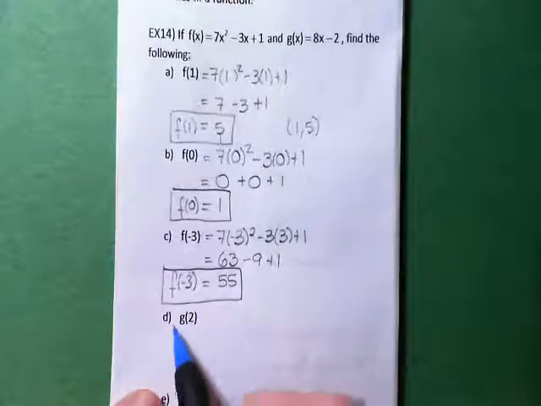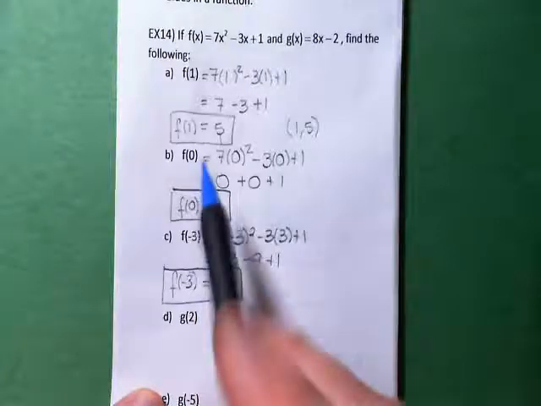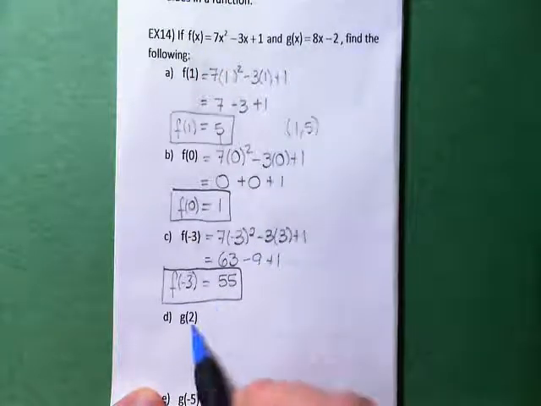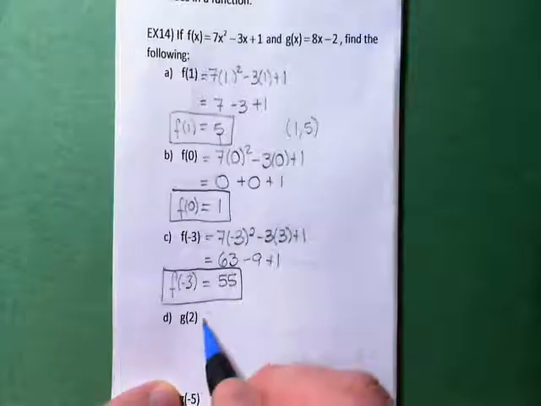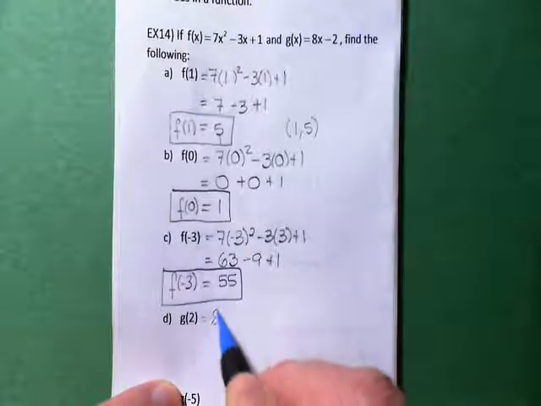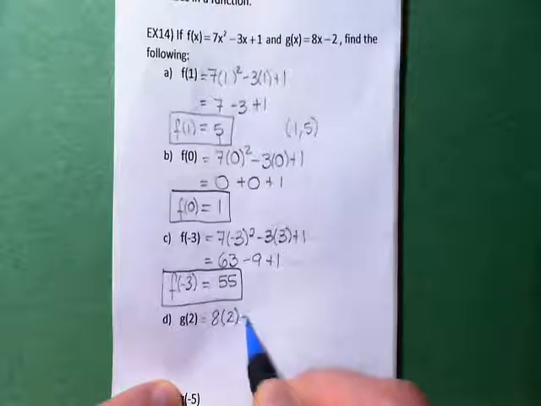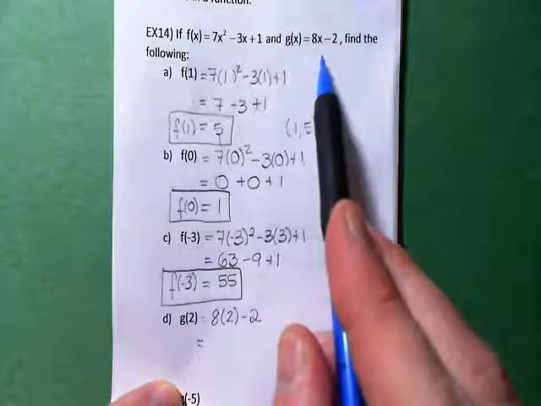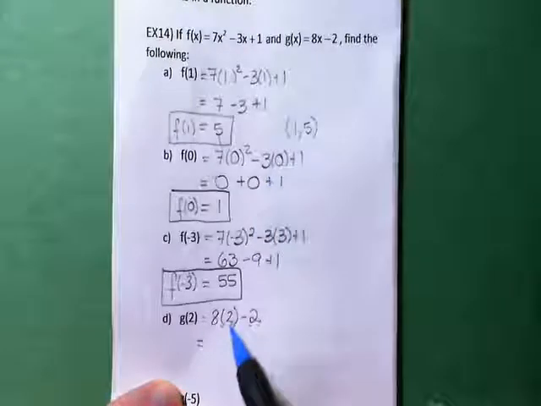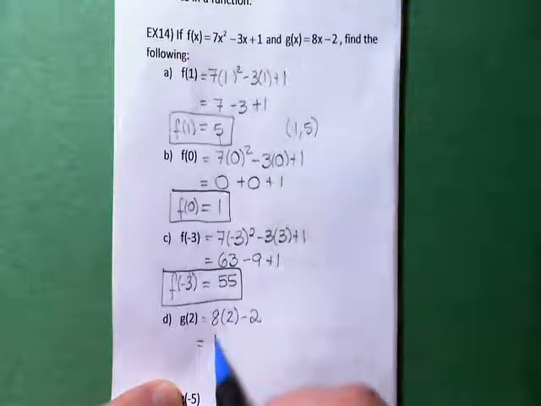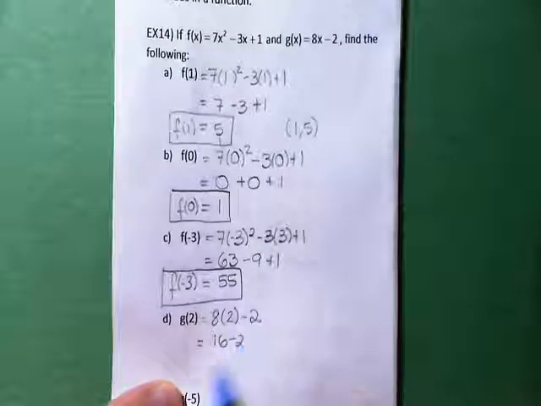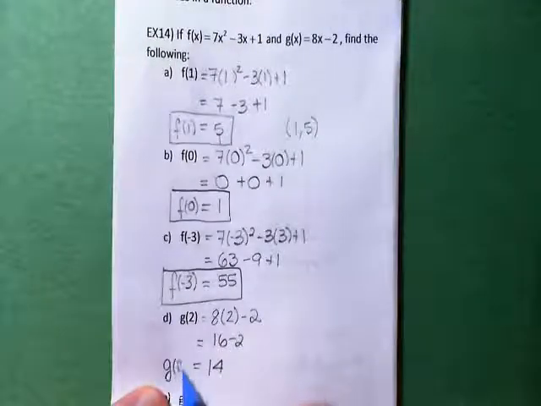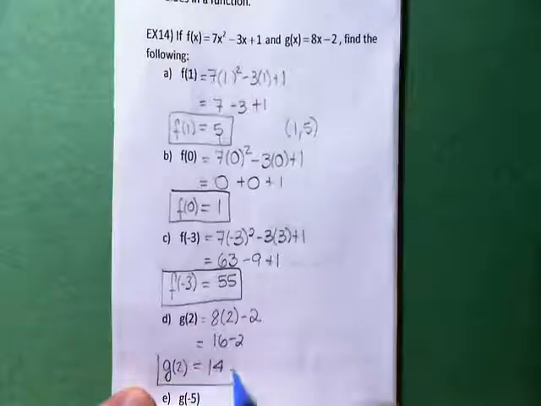And now the next problem is g of 2. So instead of using function f, we're going to use function g, and we're going to substitute the x value with the number 2. So 8 open parenthesis 2 minus 2. Basically I copy 8x minus 2, but instead of x I put a 2. 8 times 2 is 16 minus 2 equals 14. So g of 2 is 14.